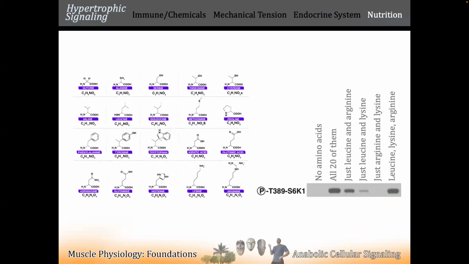But leucine is the most important, and arginine would be its runner-up. Just leucine and arginine by themselves, ignoring the other 18 amino acids, do a decent job of getting mTOR localized, but add in lysine along with leucine and arginine, and about 90% of mTOR activation you can get with just three of the 20. So that's not bad. The image to the right, T389, that's just a site on S6K1 or P70S6K that mTOR phosphorylates. So introducing different combinations of amino acids and seeing how much mTOR is phosphorylating P70S6K.